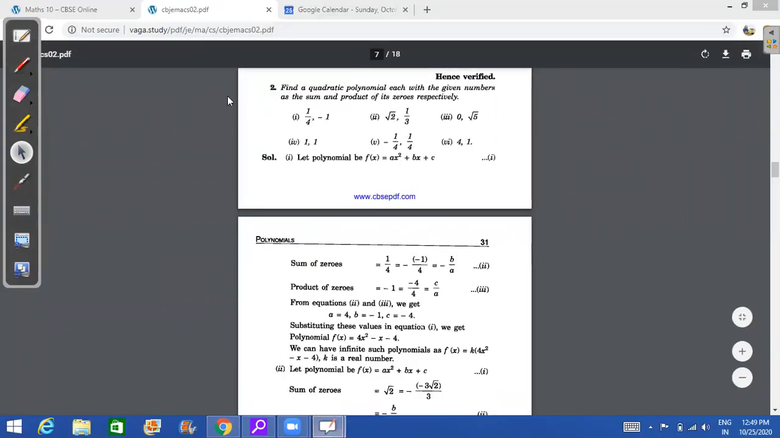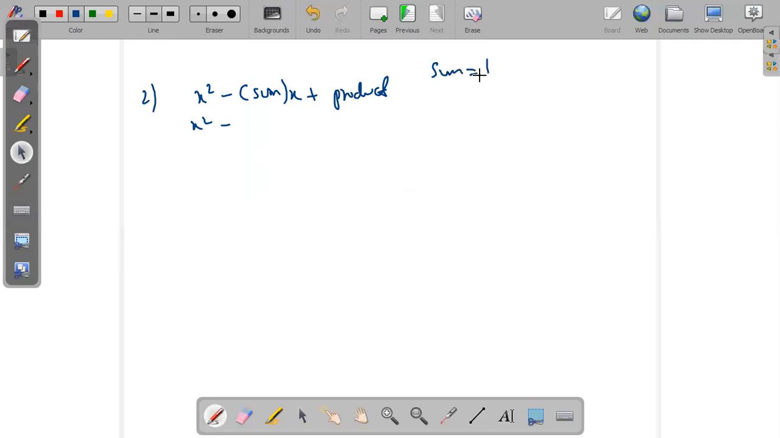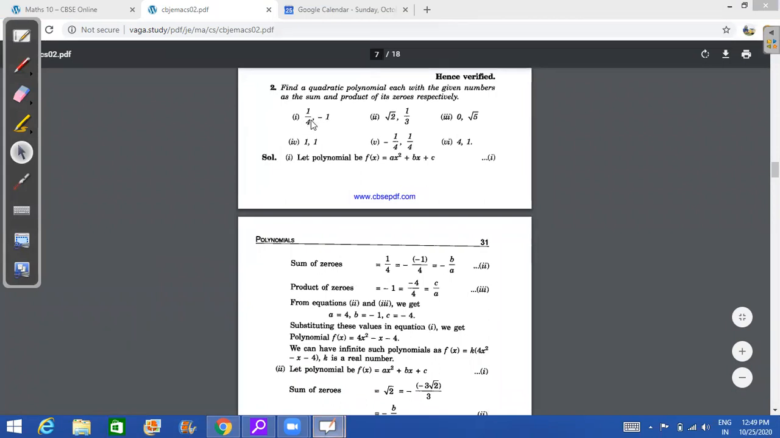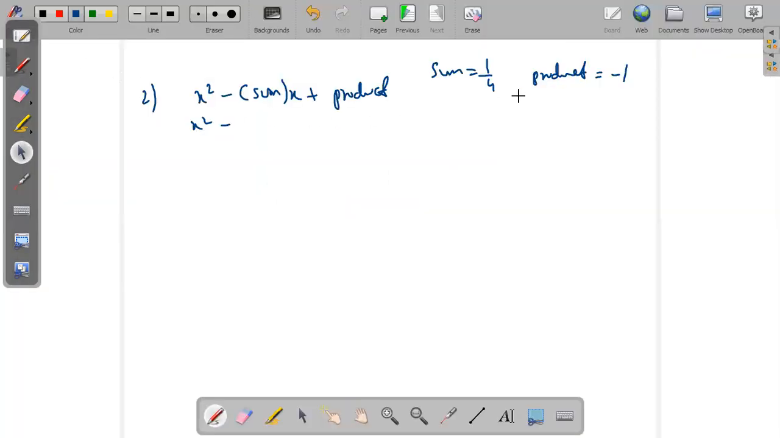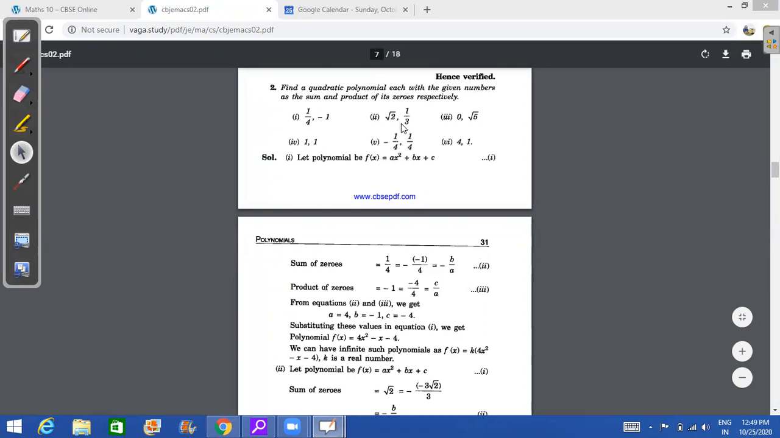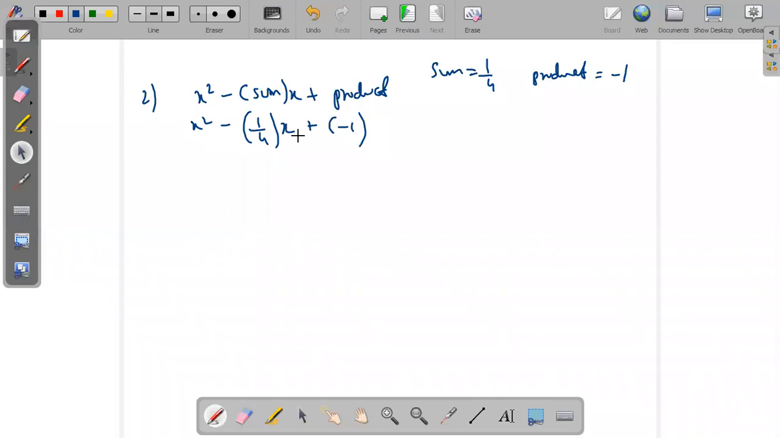So if you are given the sum as 1 by 4 and the product is given as negative 1, this is the sum and this is the product. So sum and product is given. So sum is 1 by 4, so I'm going to substitute 1 by 4. And what is the product? The product is negative 1. So in every question, this is the sum and this is the product. So what will I do? This is the equation that I'm getting here, x square minus x by 4 minus 1. Now, normally what happens in a polynomial, we get rid of the denominator. So what I can do is multiply each term with 4.